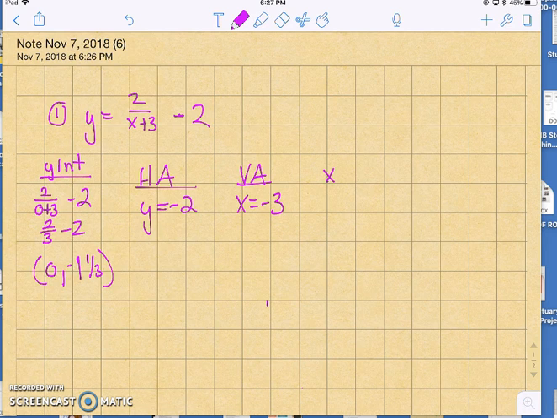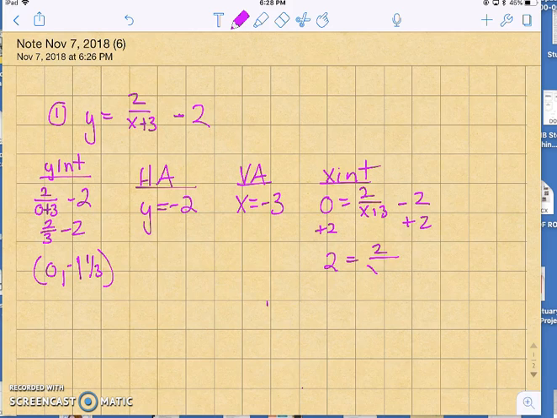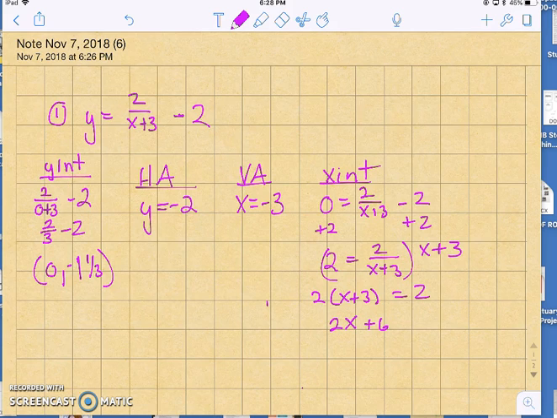And then where is our x-intercept? So let's see, when does 0 equal 2 over x plus 3 minus 2? So we'll add 2. So where does 2 equal 2 over x plus 3? Fraction bust, x plus 3. So we have 2 times x plus 3 equals 2. 2x plus 6 equals 2. So 2x equals negative 4. So x is at negative 2. So it's at negative 2, 0.